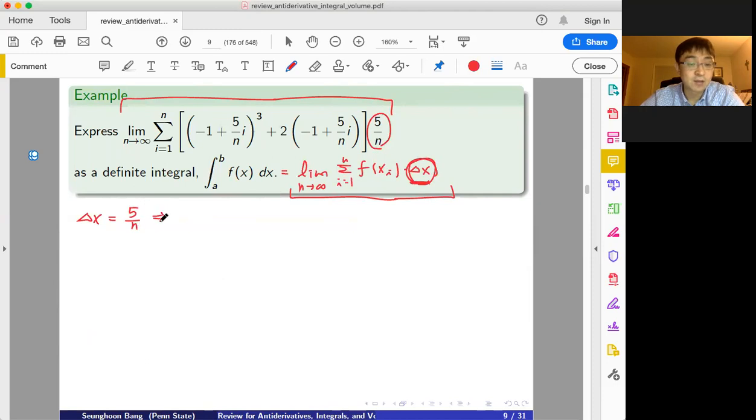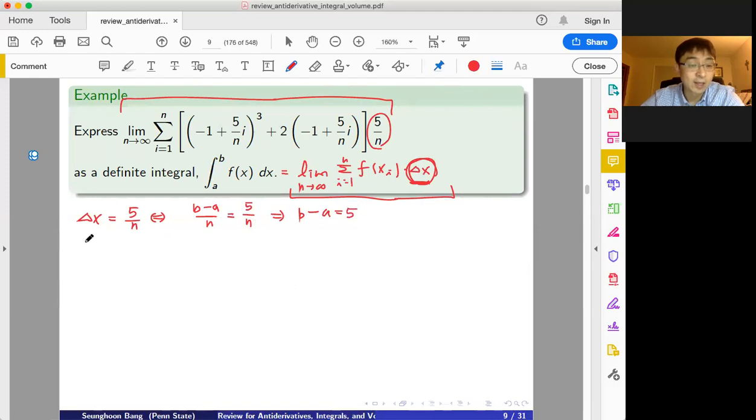What's the definition of delta x? Delta x is b minus a over n, which equals 5 over n. So what happens? We have the numerator b minus a equals 5. So we have it.